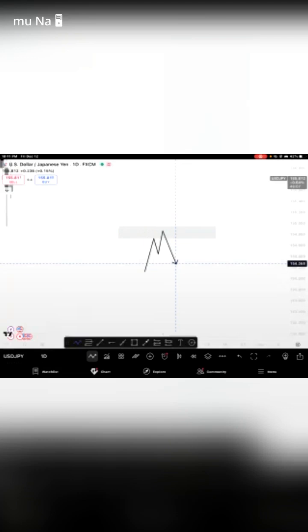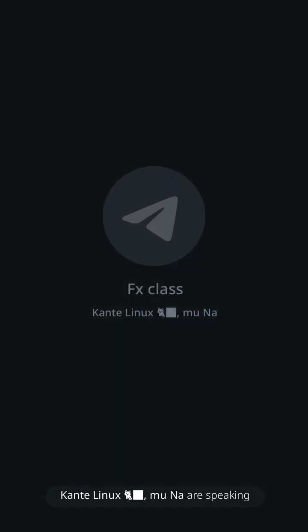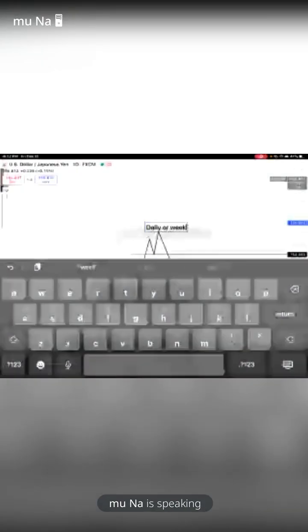You see the break of structure to the downside. So if the 4 hour approaches the daily zone, let's say, okay, let me do something. Correct. Daily or weekly zone.